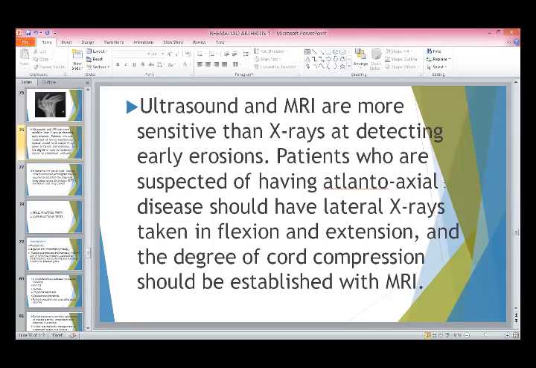Ultrasound and MRI are more sensitive than X-rays at detecting early erosions. Patients who are suspected of having atlantoaxial disease should have lateral X-rays taken in flexion and extension, and the degree of cord compression should be established with MRI.